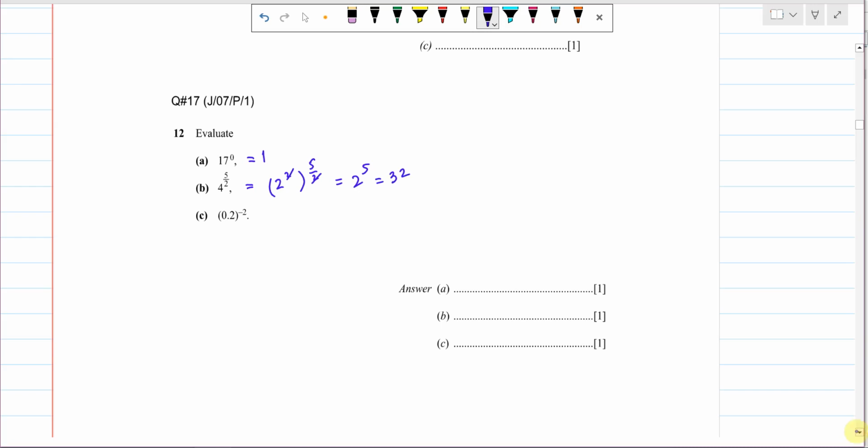Lastly, 0.2 to the power minus 2. So firstly, I will shift the decimal into fraction. 0.2 means 2 divided by 10, right? So 2 divided by 10 is equal to 1 divided by 5 if you simplify, and the power is minus 2. 1 upon 5. Since the power is negative, you need to flip the function. So that will be 5 over 1 with the power 2, and 5 square is 25. That is your answer.